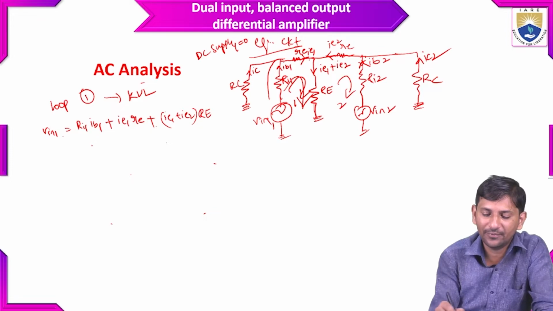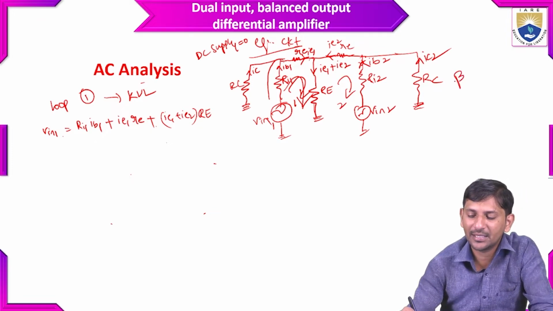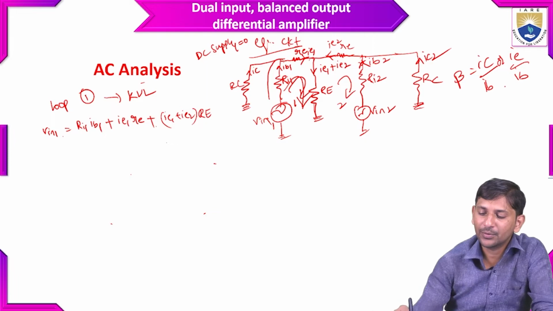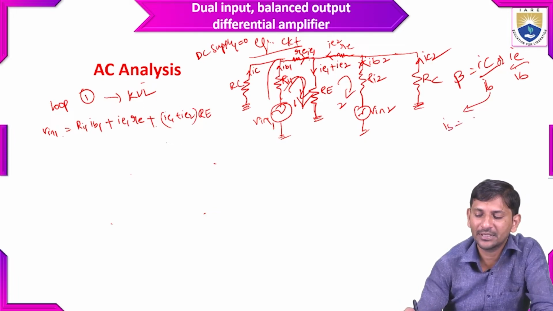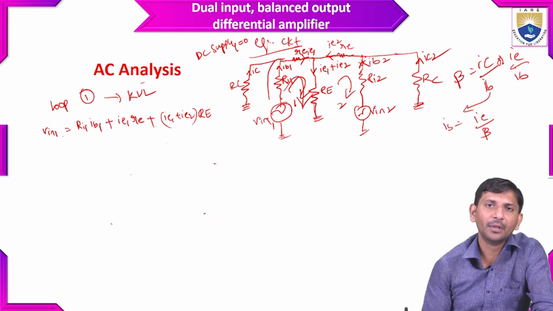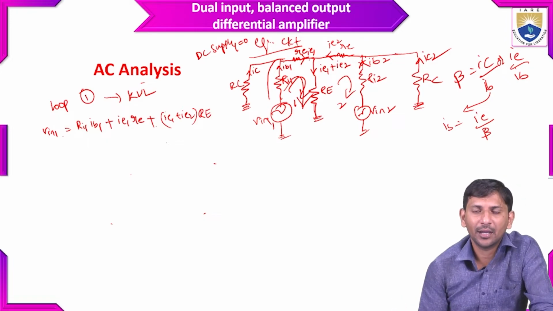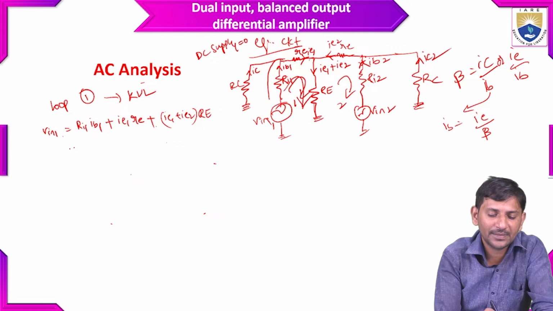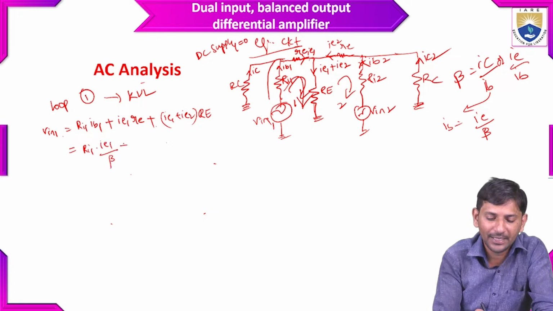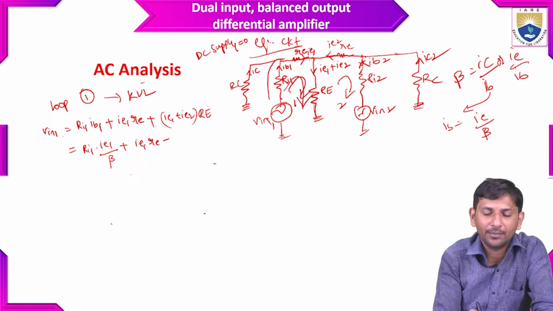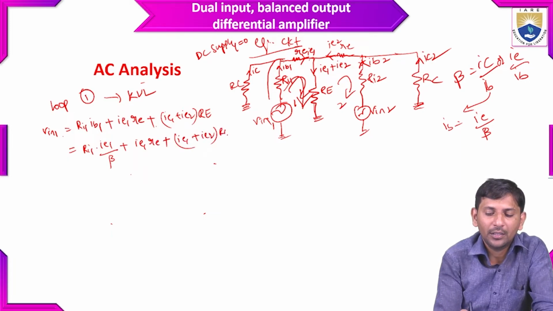Now if you simplify, we know the formula: beta, the amplification factor, is equal to IE by IB. So by using this expression, IB can be represented as IE by beta. Now I am going to apply this amplification factor into this expression. So Ri1 into IB1 becomes IE1 by beta, plus IE1 into Re, plus (IE1 plus IE2) into capital Re.